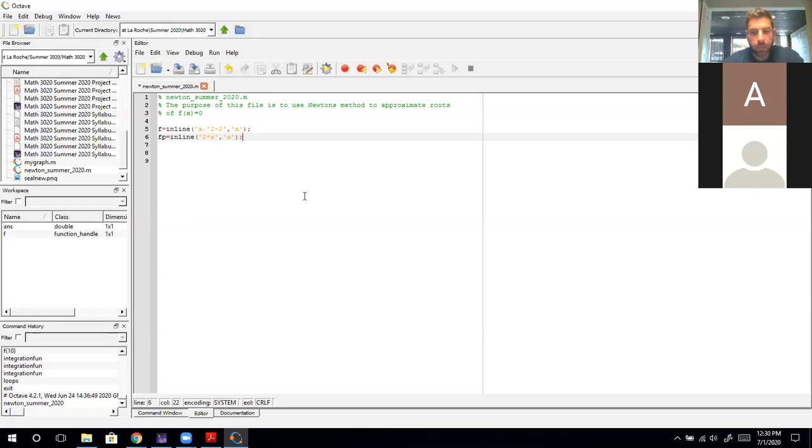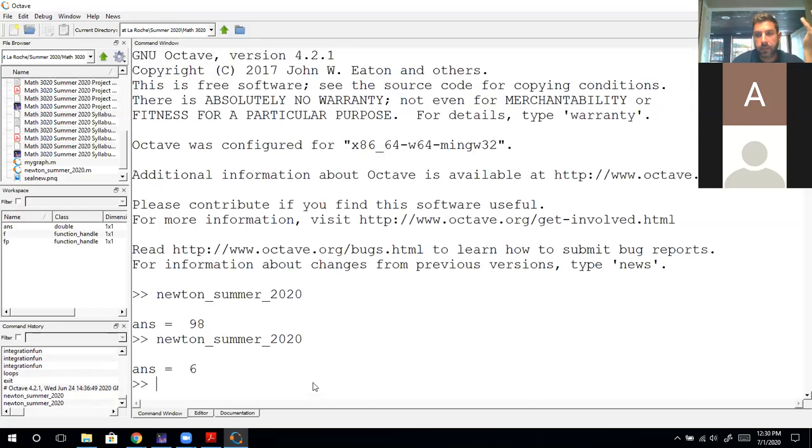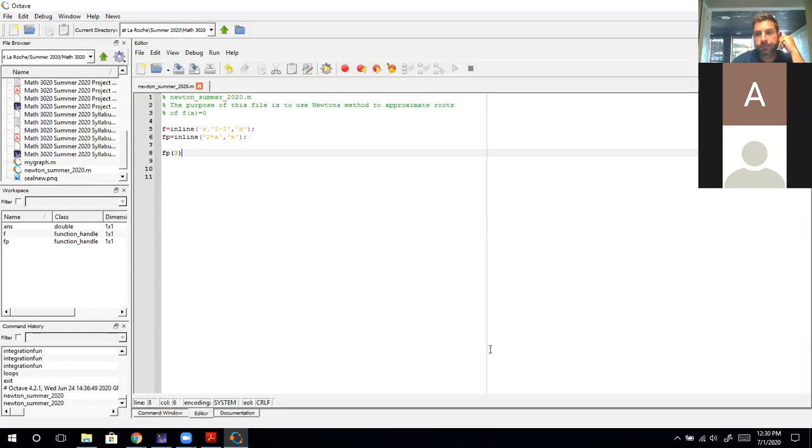So, for example, let's make sure this works. Let's type fp of 3. When I run this, it should spit out the number 6 because 2 times 3 is 6. If I go to my command window, great, it says 6. So I'm excited. Are we following? Does anybody have a question? Am I going too fast? I don't know. I hope not.